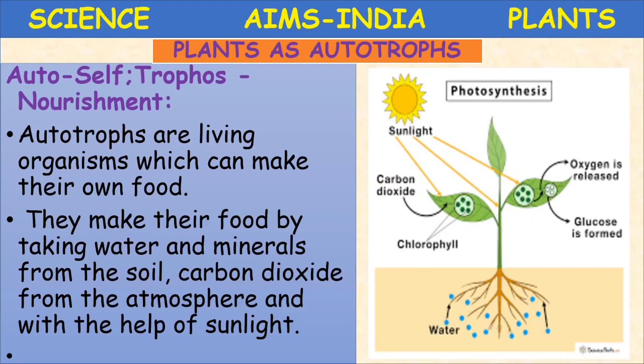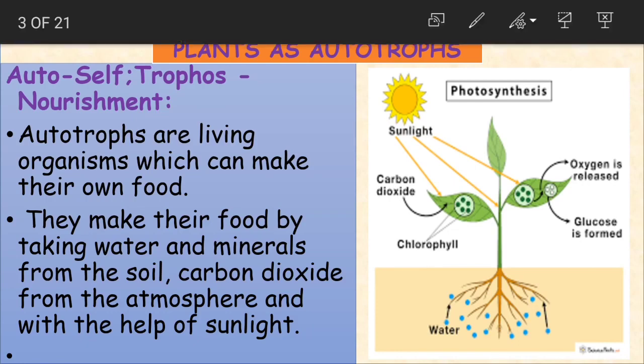So as we learned, all green plants make their own food. So as plants are living things, we call them living organisms which make their own food. They make their food by taking water, minerals from the soil, carbon dioxide from the atmosphere and with the help of sunlight. Clear children? Yes. How do they make their food? Yes. By this process called photosynthesis, as you see in the picture.